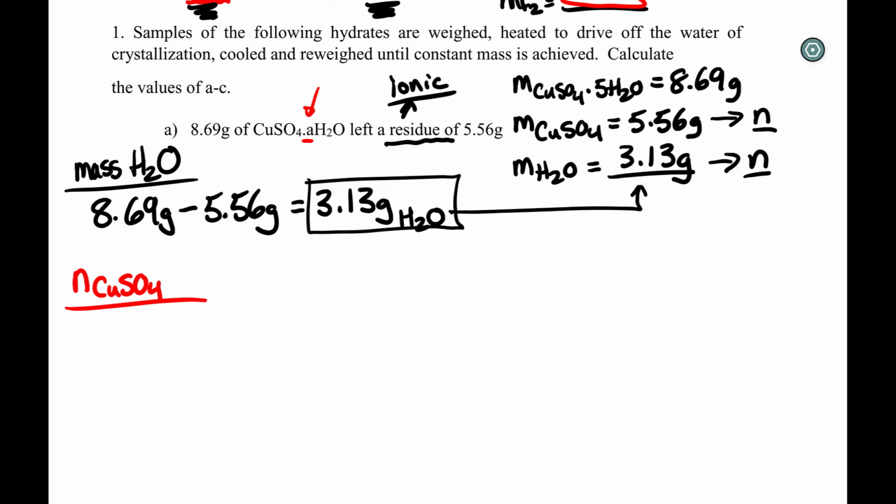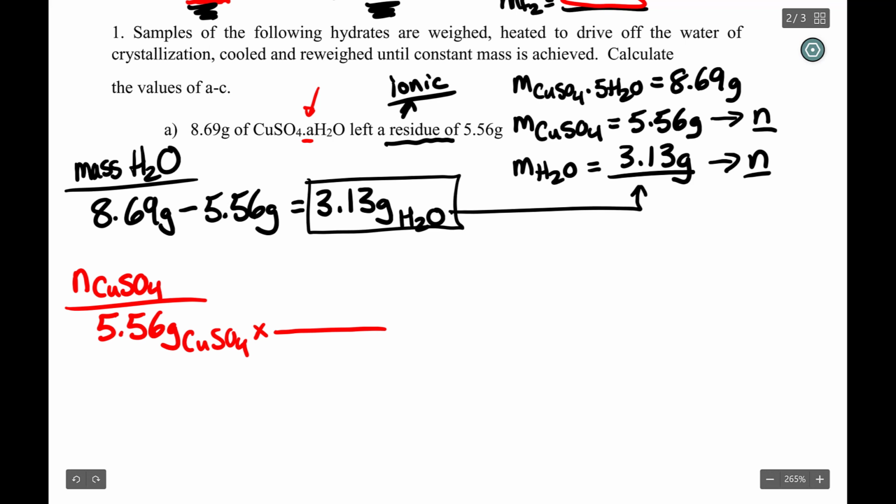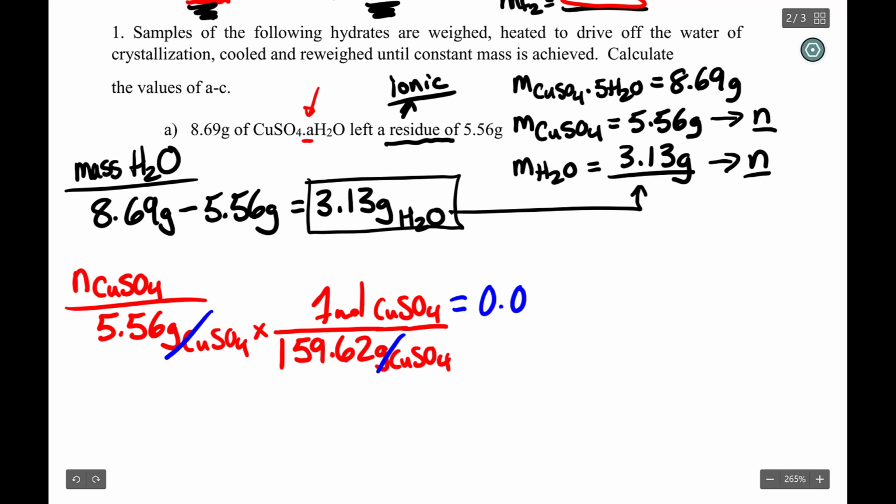So starting with the mass, we have 5.56 grams of CuSO4, and we need to multiply that by 1 over its molar mass. So the molar mass is 159.62 grams of CuSO4 for every 1 mole of CuSO4. The grams cancel out, and I'm left with moles, and the number of moles is 0.03482 moles of CuSO4. I am not rounding anything at this point.